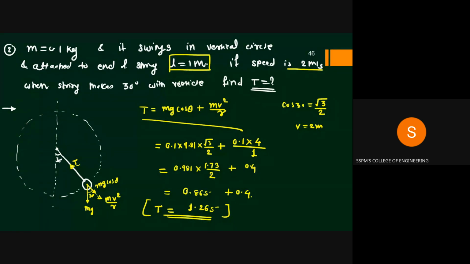So when you solve the problem in the vertical circular motion, and if there is a question for the tension at any given angular position theta, the basic equation is T is equal to mg cos theta plus mv square upon r. Okay, so these are some problems which are based on the vertical circular motion.